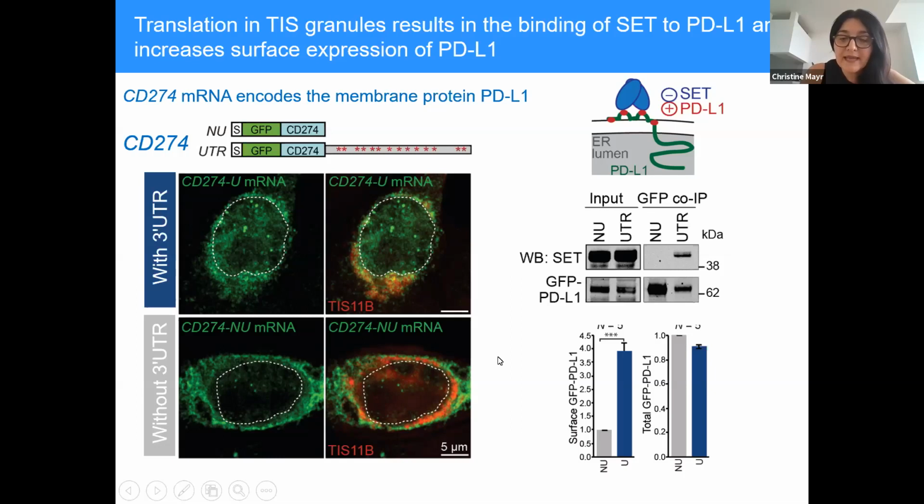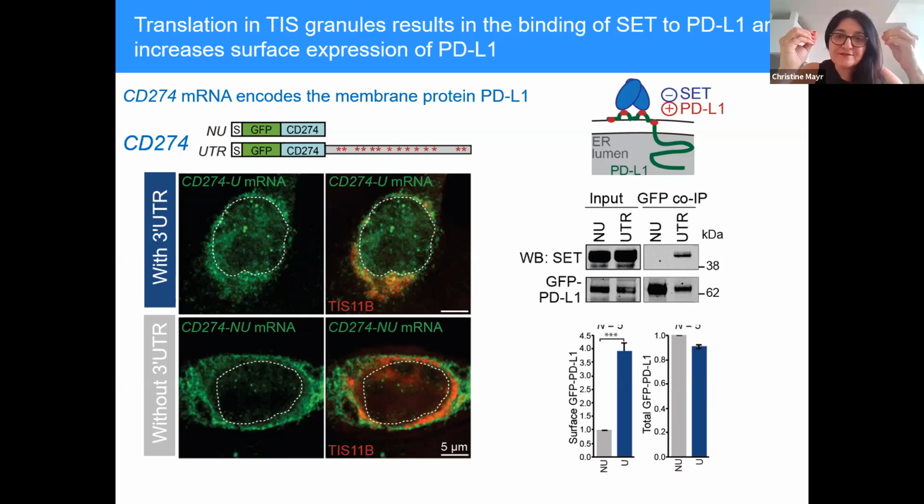Again, in the presence of the UTR, it binds SET. In the absence of the UTR, it doesn't bind SET. And in the presence of the UTR, it goes to the plasma membrane, but in the absence of the UTR, it doesn't. So again, there's this correlation: if you have a UTR with AU-rich elements, you localize to TIS granules and you can bind to SET.